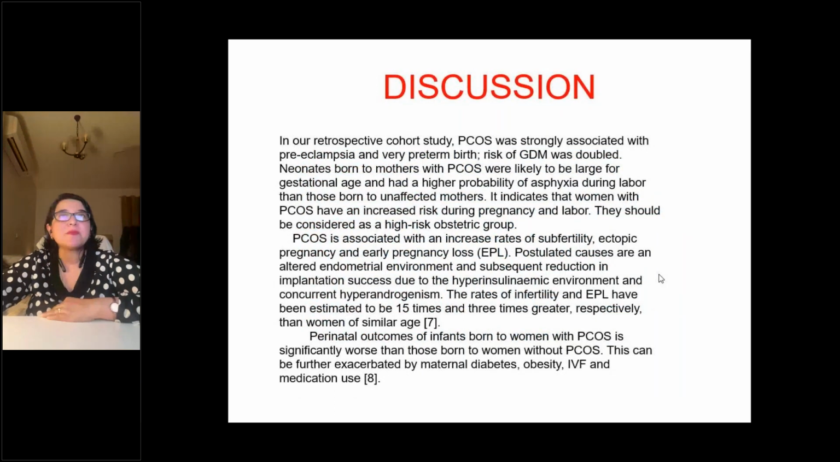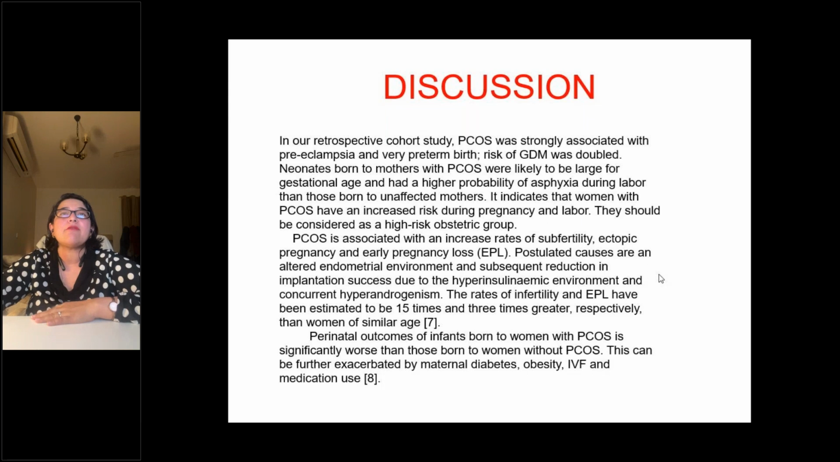So in our retrospective cohort study, polycystic ovary syndrome was strongly associated with preeclampsia, very preterm birth, and the risk of gestational diabetes was doubled. Neonates born to mothers with PCOS were likely to be LGA, large for gestational age, and had a higher probability of asphyxia during labor than those born to mothers unaffected by PCOS. It indicated that women with PCOS have a high risk during pregnancy, with obstetric indications for instrumental deliveries and cesarean sections too.